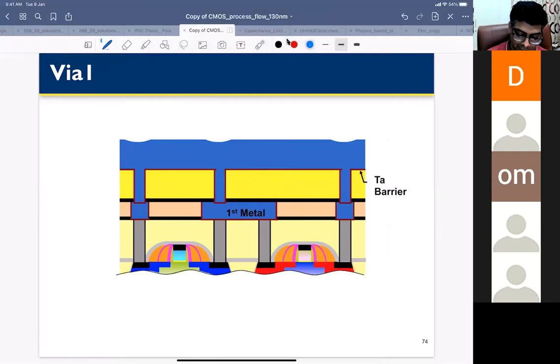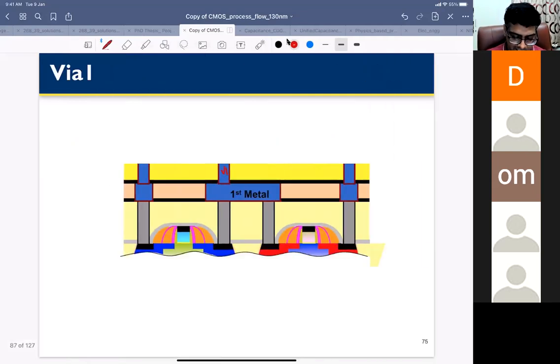So when I talk about metal, this metal here is copper. So your via is also made of copper. Copper is only deposited by electroplating. Then you polish it. This is how you polish it. Then you have metal one, and on top of that via one.